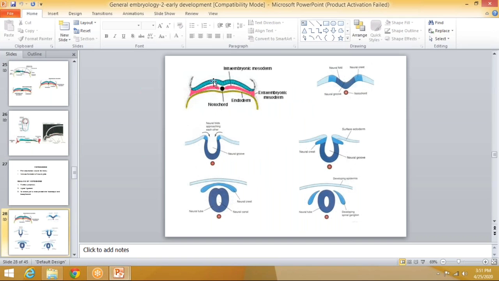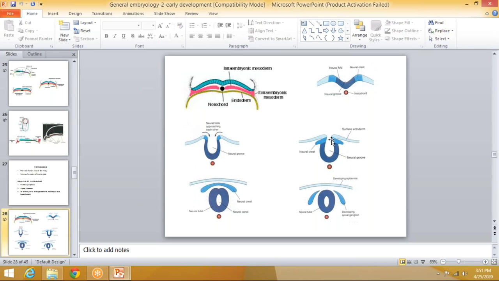Now, the future development of the neural plate. First there is a depression in the ectoderm, which is the neural groove. It is surrounded by the fold of the membrane, forming the neural folds. As the neural groove deepens, the neural folds approach each other. They come closer and are separated from the surface ectoderm.